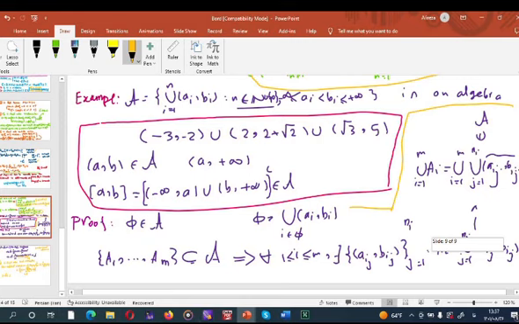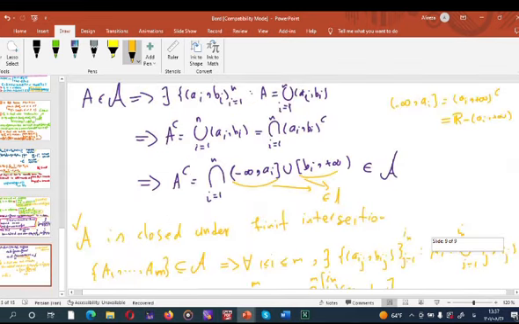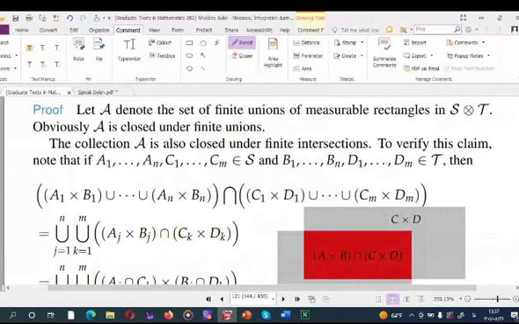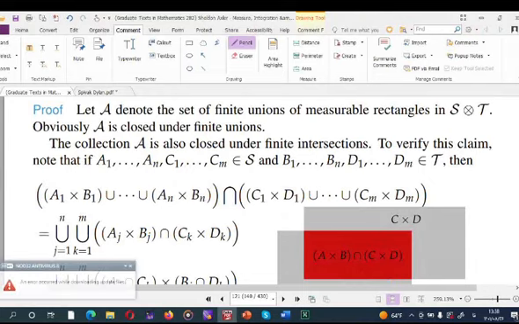For any finite elements of A, we see that their union is an element of A. But in this example, we work with intervals, and in this case we have measurable rectangles. The proof is similar. And this is its proof.